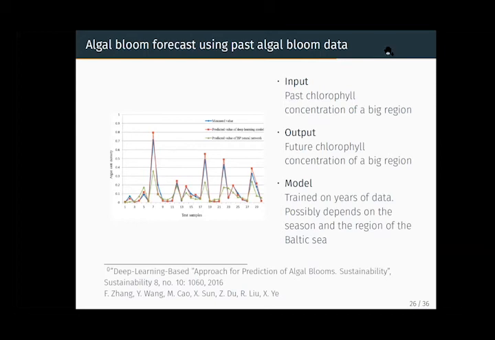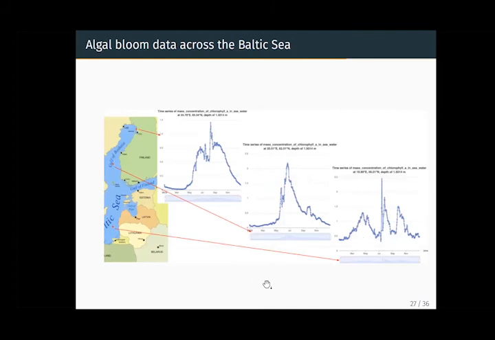And then we also have this forecast part. In this case, our input would be all the past chlorophyll concentration of a given region, and the output would be the future concentration. So for example, tomorrow's weather forecast for algae bloom. The model would be similar. We would train it on years of data from Copernicus, and it could also depend on the region and the season. Regarding this region and season, I have here a map so you understand my thought process.